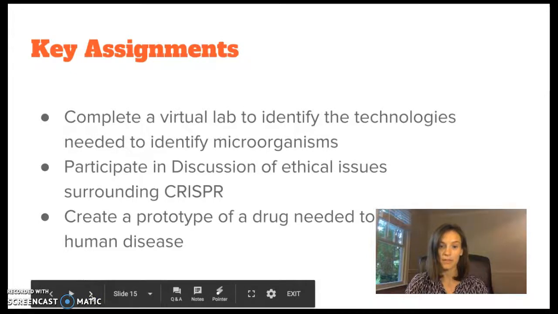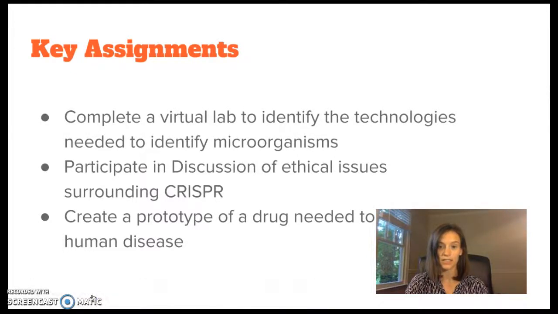Some other key assignments are to complete a virtual lab to identify the technologies needed to identify microorganisms, participate in discussion of ethical issues surrounding CRISPR, and to create a prototype of a drug needed to treat a human disease.